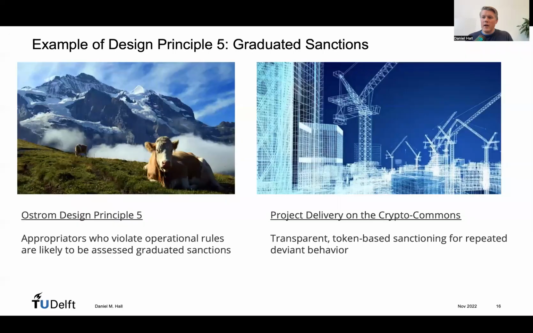And for example, we've begun to think about how could we deliver projects using crypto economics and blockchain technologies. So in doing so, we could think about Ostrom's principle of graduated sanctions, the idea that those that are violating the operational rules could be assessed a small but gradually increasing sanction. And in doing so, we've designed or begun to think about a transparent and token-based sanctioning approach for repeated deviant behavior. This is just one small example, but the theory allows us to inform and design the specific future practices that we want to see in the future of project management.